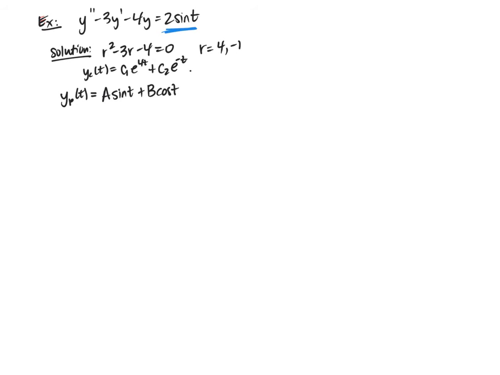So let's go ahead and take the derivative and see what we get. Yp prime. The derivative of sine is cosine. The derivative of cosine is negative sine. Okay, and yp double prime is going to be negative a sine t minus b cosine t. So I'm going to plug all of that into my differential equation.